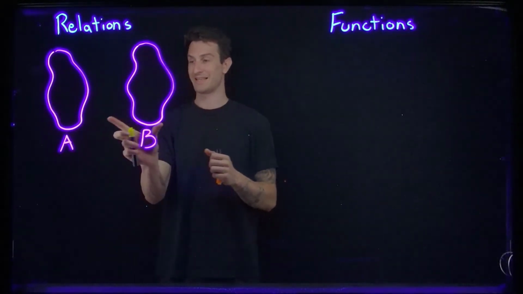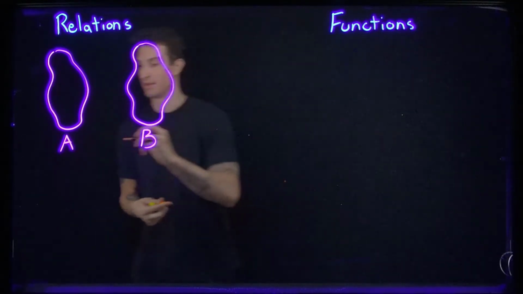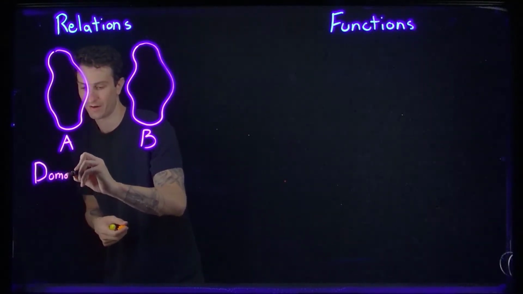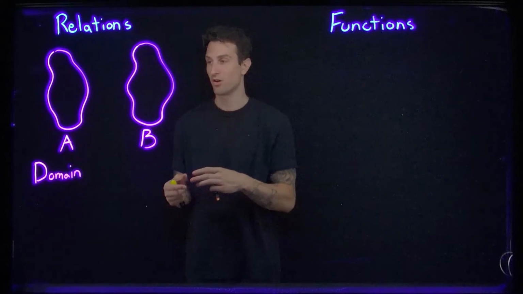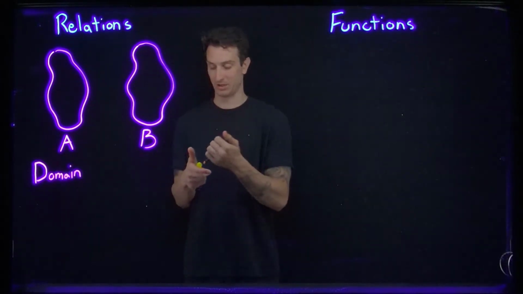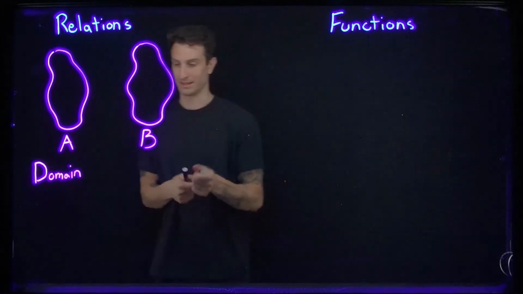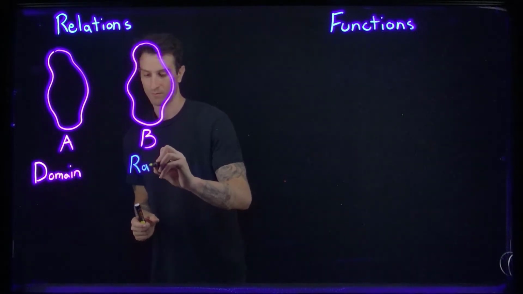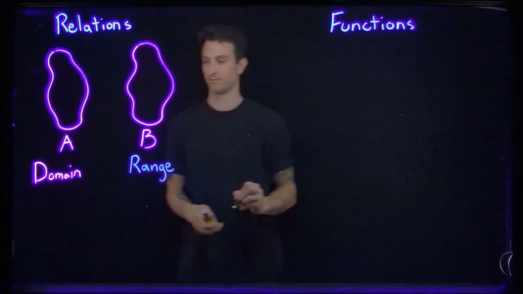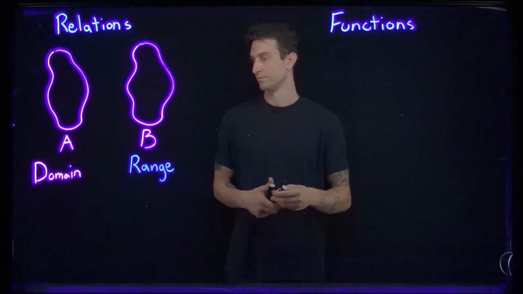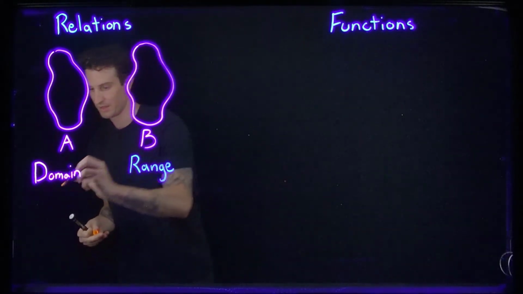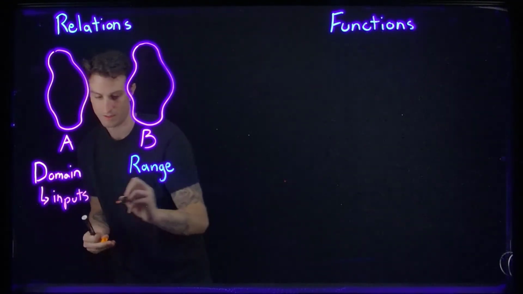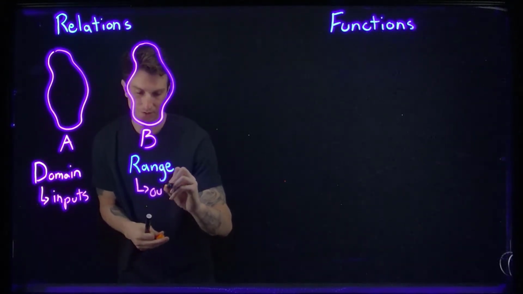Now set A and set B also have some other names they go by. Set A here is going to be called the domain. This is the first object in our ordered pair. You could think of the domain as all the possible things that we can plug in, essentially, or we can start with, let's say, all of our possible inputs. And B is going to be our range, all of our possible outputs. And I'll even write that out. We'll write this out as inputs, and over here, we'll write this out as outputs.